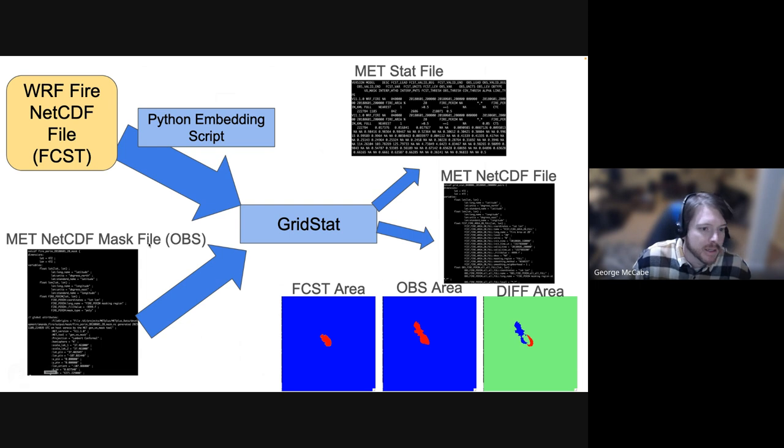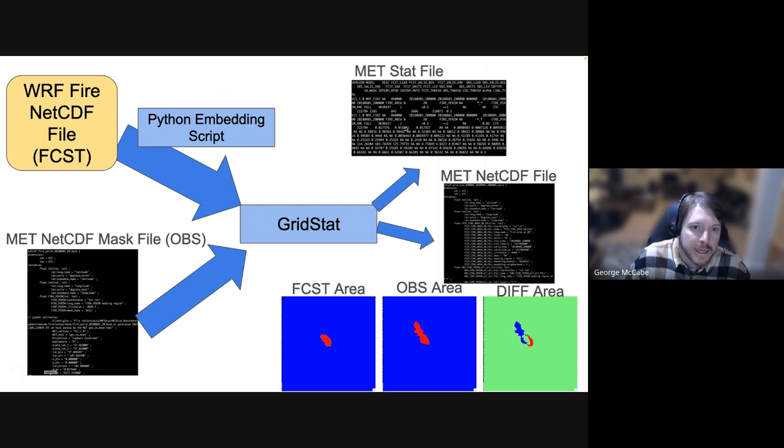So here's a little diagram to show what's going on here. We'll read in this WRF fire NetCDF file as our forecast data, and we'll pass it to GridStat using the Python embedding script, so it's read directly in using that Python script. And then we'll also pass in as our observation data the MET formatted NetCDF mask file that we generated in that previous step. And we'll pass those to GridStat, and that will generate two output files because of our settings.